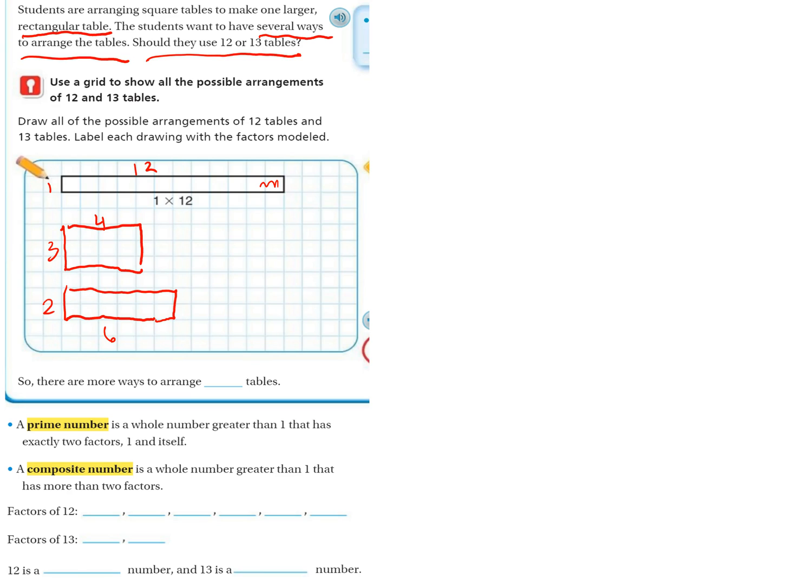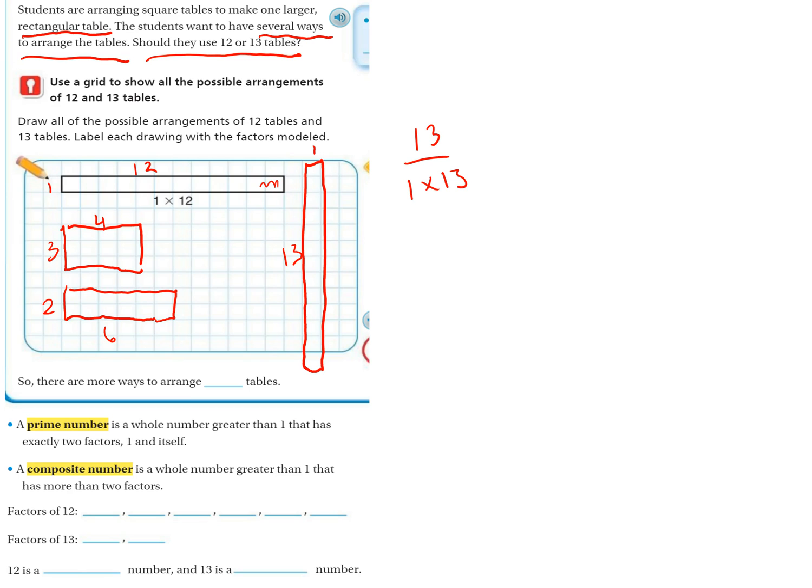Okay, so now let's try the 13. 1, 2, 3, 4, 5, 6, 7, 8, 9, 10, 11, 12. Yeah, see, it only goes 12 long. So I'm going to go all the way, and then I'm just going to add my own on the bottom. So now I have a 1 by 13. Well, let's see, are there any other factors of 13 besides 1 and the number itself, 13?